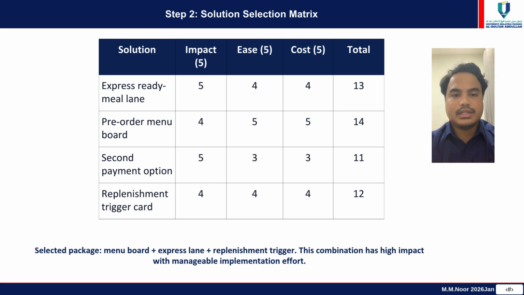Step 2. Solution Selection Matrix. The solution selection matrix compares each solution based on the impact, ease, and cost. From the matrix, the selected package is the pre-order menu board, express lane, and a replenishment trigger. This combination is chosen because it has strong impact, it is easy to implement, and does not require high cost.